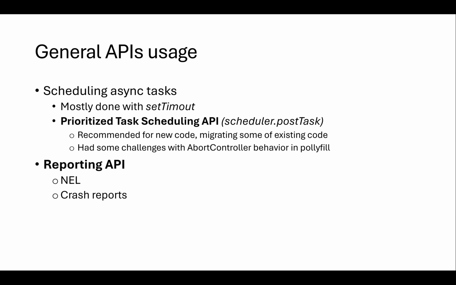Reporting API: we use NEL for tracking errors, and that a lot of the time gives us a good signal of what's going on, especially when there is a regression. It's always good to look there and see if there's anything that changed in terms of network errors. And we use crash reports, which helps not necessarily us as web developers, but it does help us provide signals to the platform guys.